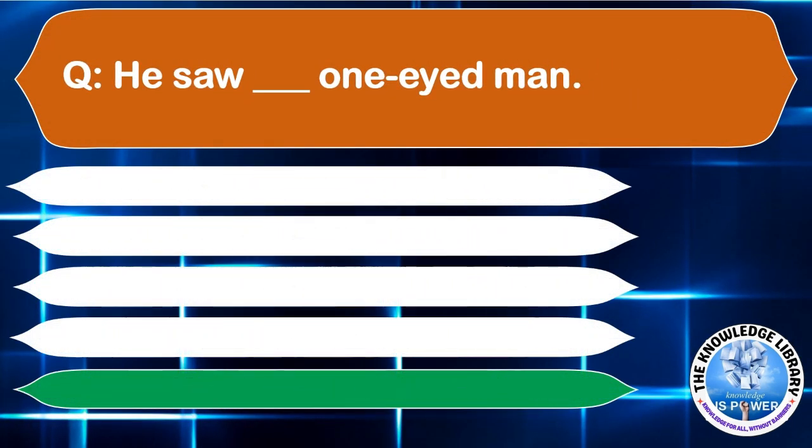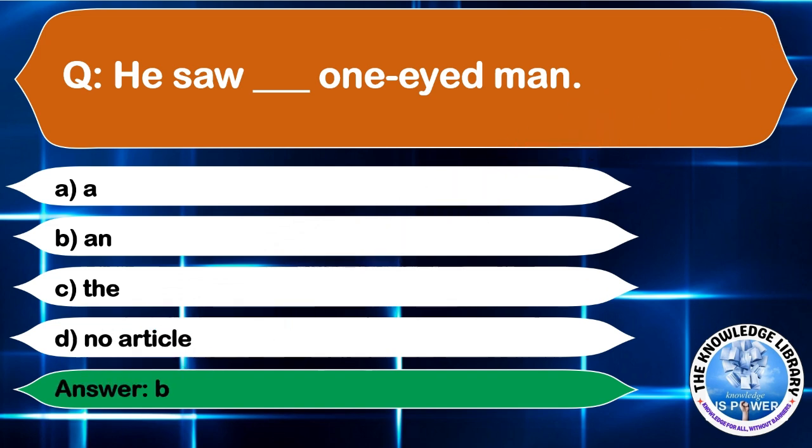He saw dash one-eyed man. Option A. Option B, an. Option C, the. Option D, no article. The correct answer is option B, an. Moving to the next question.